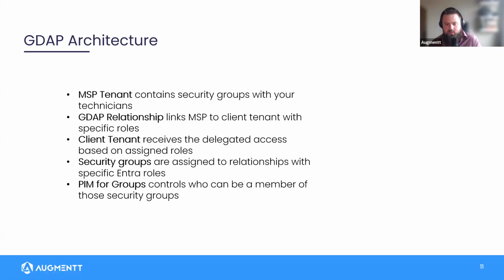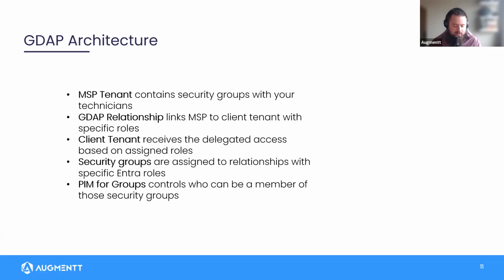So again, for recap, GDAP architecture: you have the MSP tenant, which has all of the security groups that we're talking about. Now, these security groups live in your tenant. They're disconnected from your customers' Entra environments. You create the GDAP relationship link and you send it off to the customer with the specific roles that you've determined that you need. The client then receives it and accepts those roles, and then you can assign the security groups to the relationship, and within that assign the roles that are in the relationship to the security groups. And then PIM comes in at the very end. It controls who gets access to those security groups, when and how.